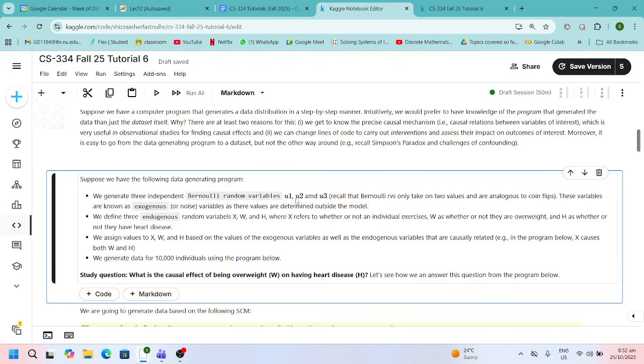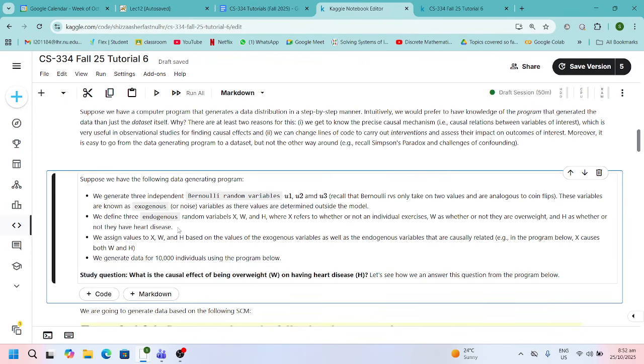These are, in this case, treated as exogenous or noise variables. Exogenous means that they are directly acting as noise in your data generating algorithm. They are outside your model. They're not something whose impact you are measuring on some other variable.